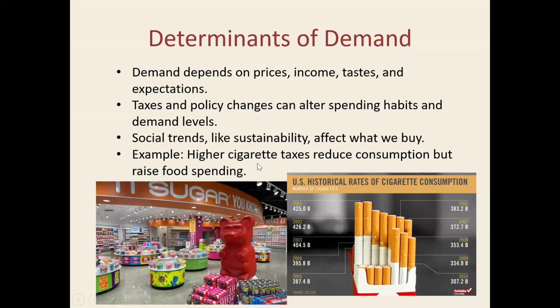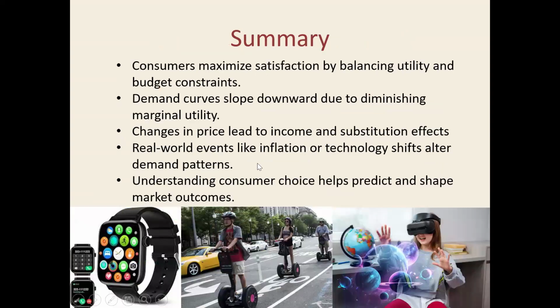So to summarize what we learned: consumers maximize satisfaction by balancing utility and budget constraint. Demand is driven by diminishing marginal utility, where the market demand is a summation of all the individual demand. Changing prices leads to income and substitution effects, and real-world events like inflation or technology shifts alter demand patterns. So look at a few technology shifts.